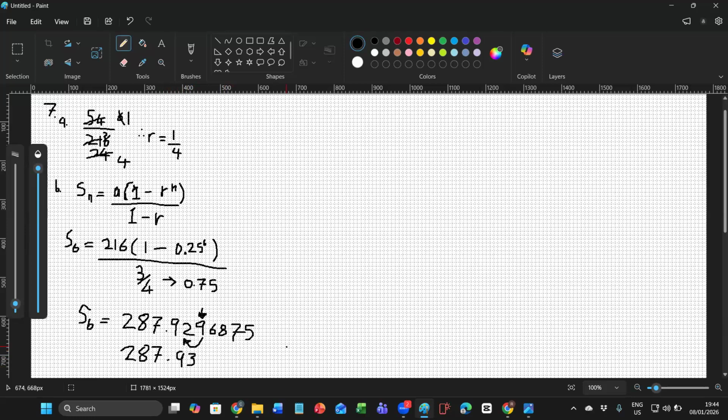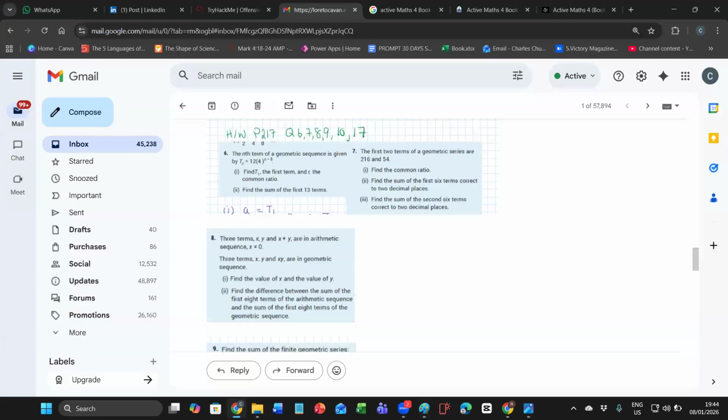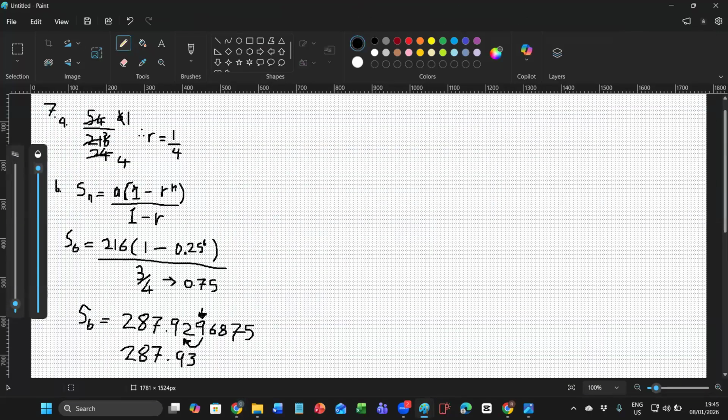Let's go to the next one. What does the next question say? Find the sum of the second six terms, correct to two decimal places. The second six terms would be from the seventh term to the 12th term. Do you get it? Yes, from the seventh term to the 12th term.